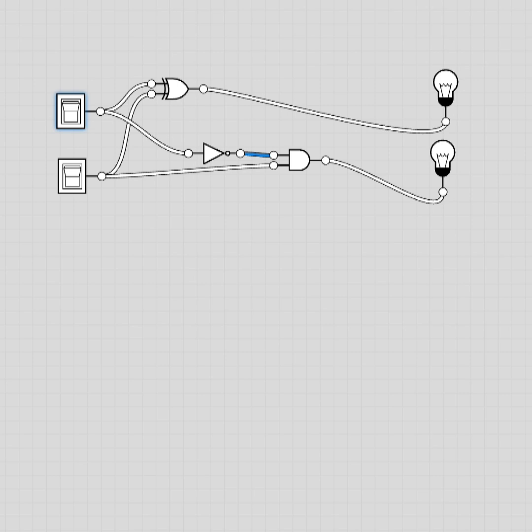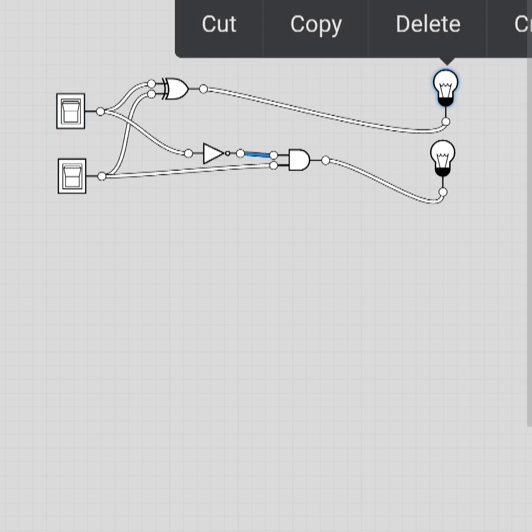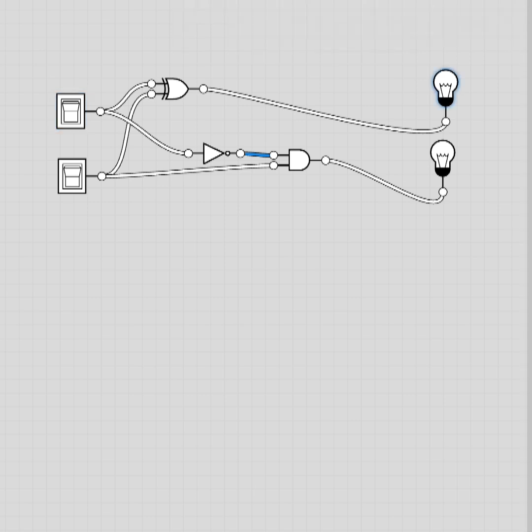This is the logical representation of the half subtractor. For the half subtractor, you need two switches, one XOR gate, one NOT gate, one AND gate, and two outputs, borrow and difference. The first bulb is the difference and the second bulb is the borrow.